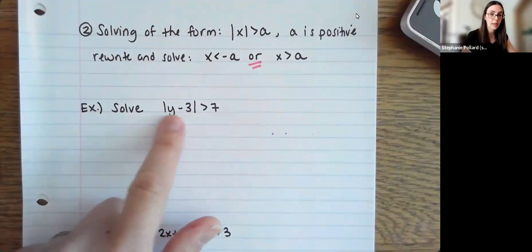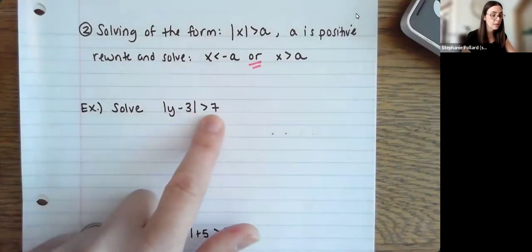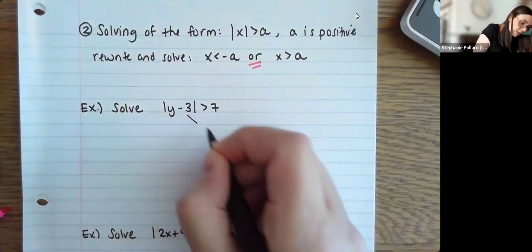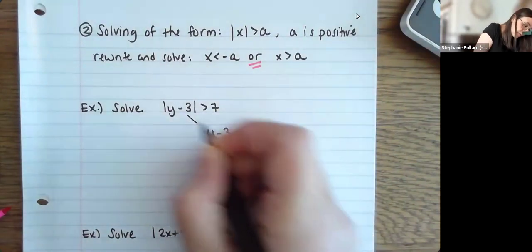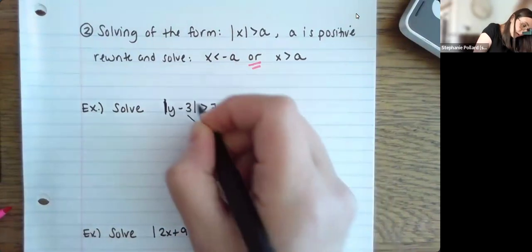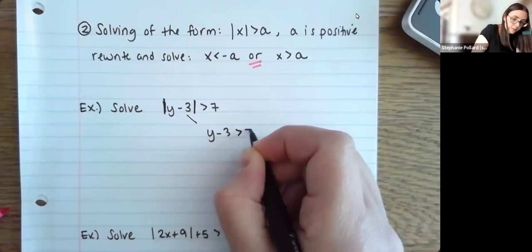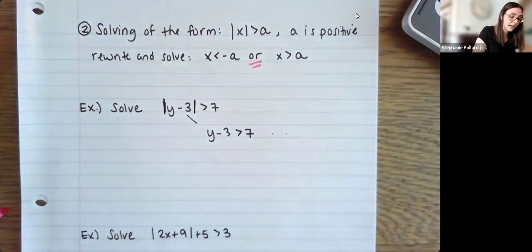All right, my absolute value is isolated. My other number is positive. I'm noticing a greater than sign. So one version is going to stay. This is absolute value here, by the way, so it's not a 1 or anything. y minus 3 is greater than 7. So that's the right side, it stays exactly how it looks.